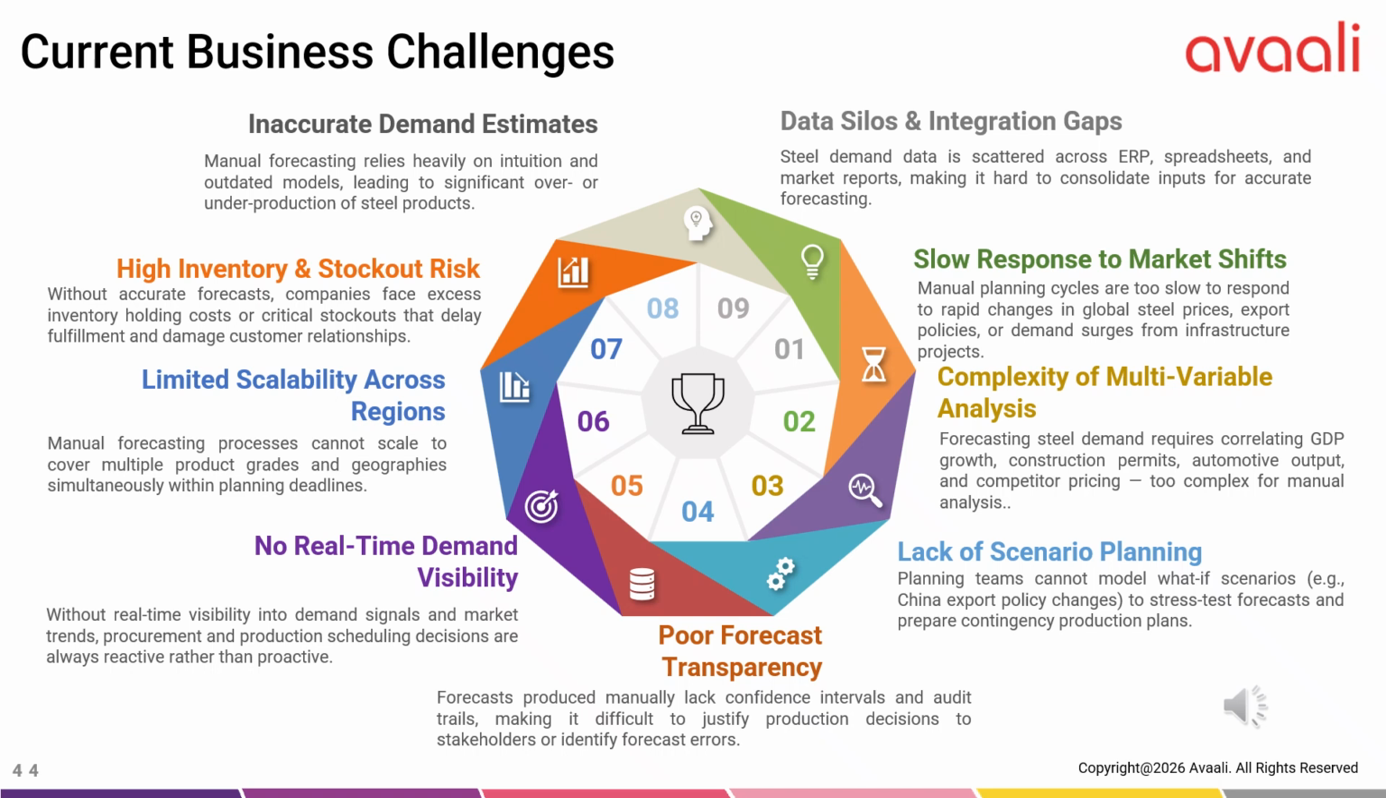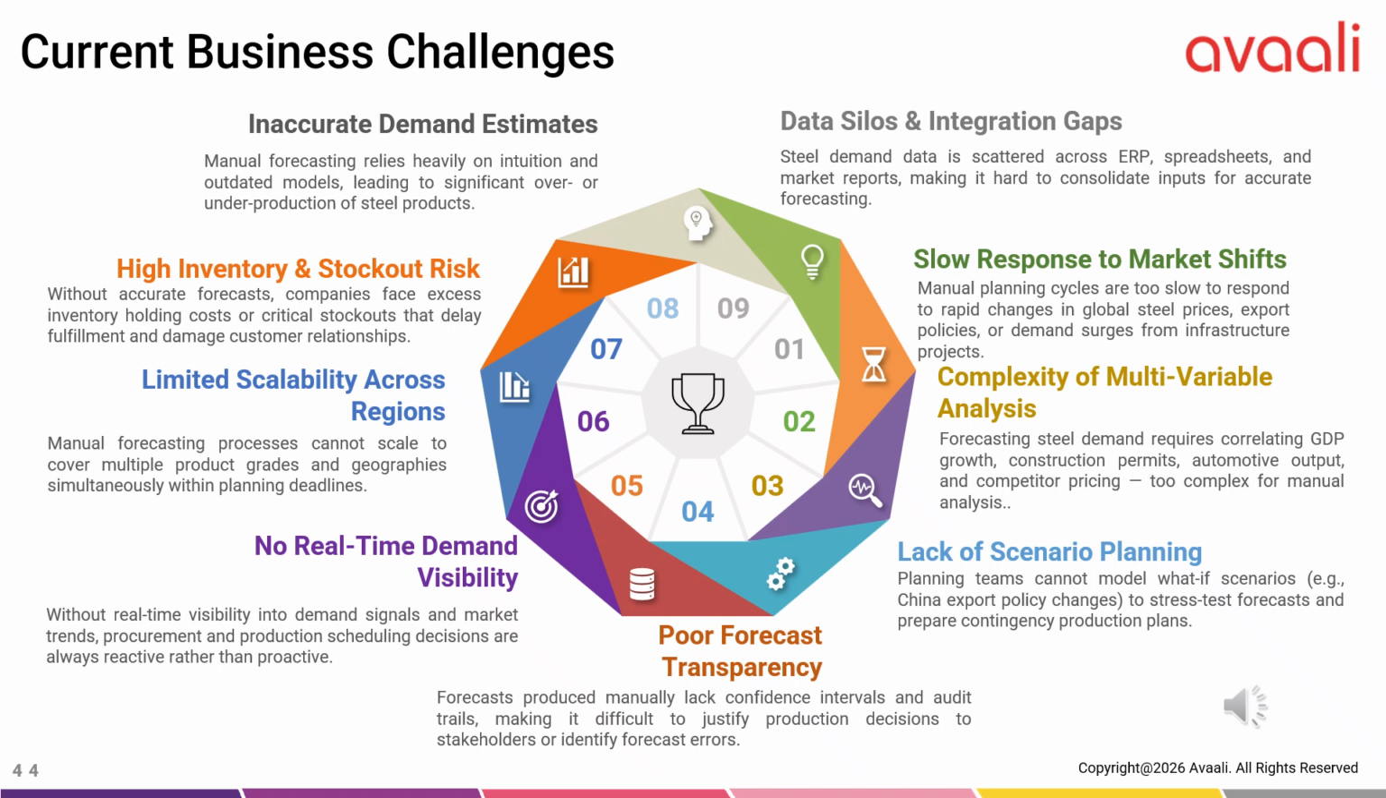Inaccurate demand estimates. Companies often guess demand using manual methods with old data, which can lead to producing too much or too little steel. High inventory and stockout risk. Because forecasts are not accurate, companies may store too much inventory, wasting money, while running out of stock when customers need products. Limited scalability across regions. Manual forecasting cannot handle many product types, plants, and wide regions at the same time, making planning difficult for large businesses.